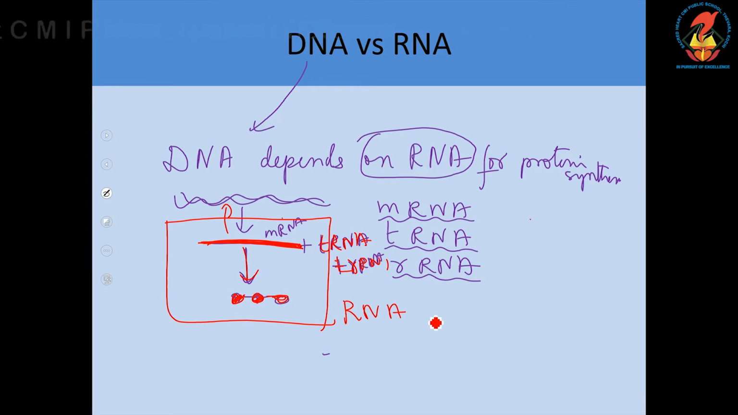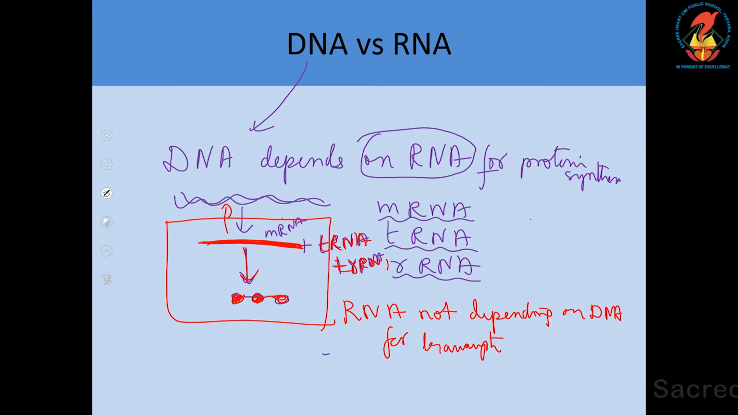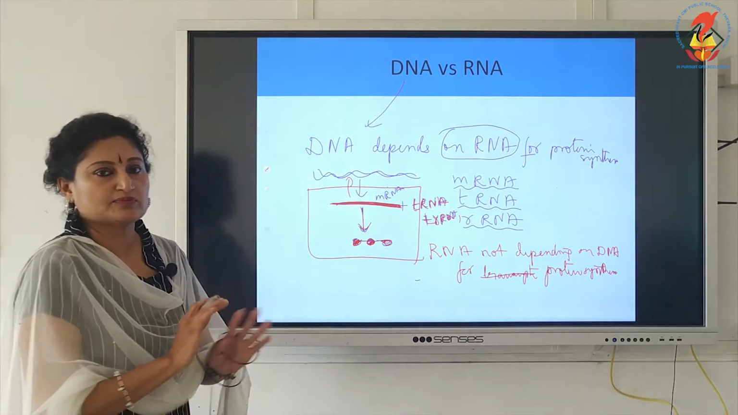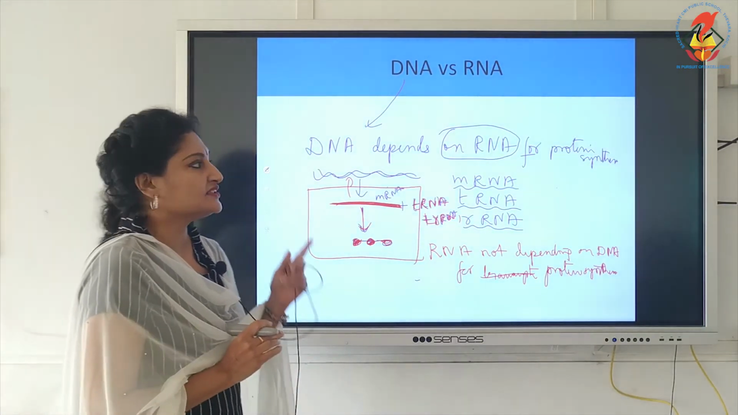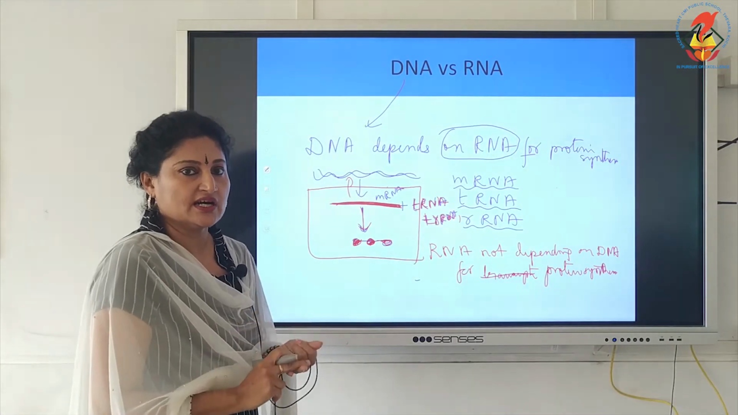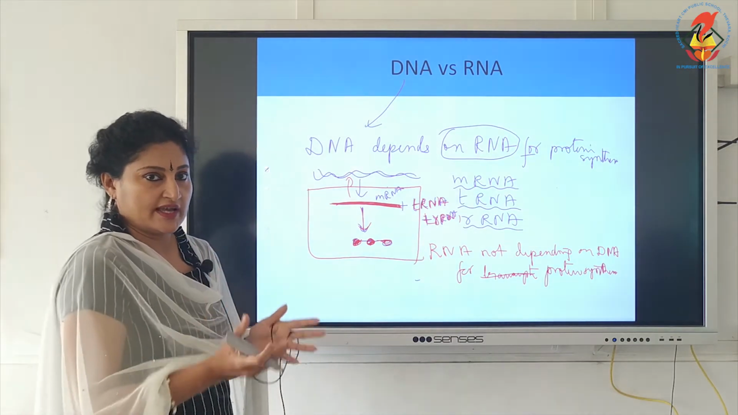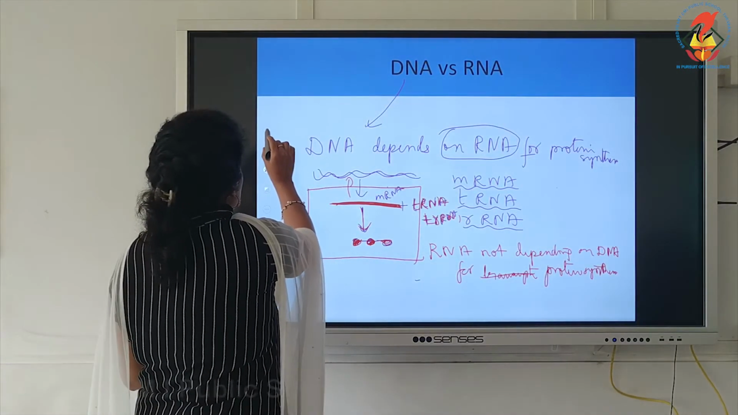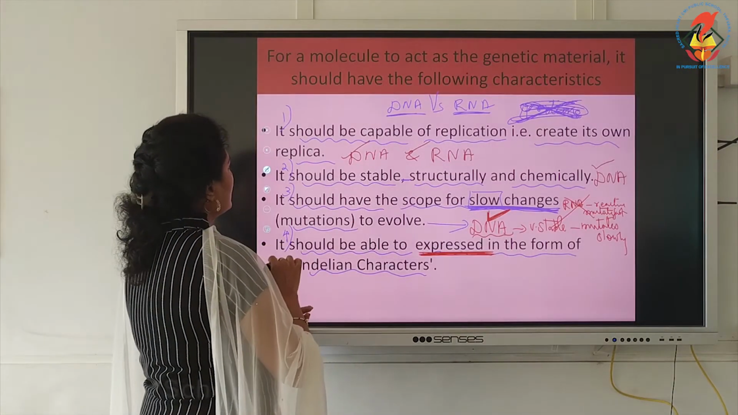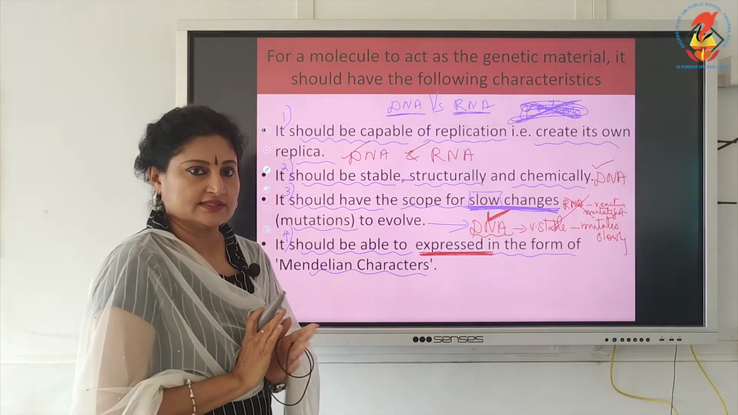So RNA is not depending on DNA for transcription or translation, or we can say for protein synthesis. Very independent. With the three strains mRNA, tRNA, rRNA, proteins are synthesized. Whereas DNA has to depend on mRNA, tRNA and rRNA for it to get expressed. So the first why is answered.